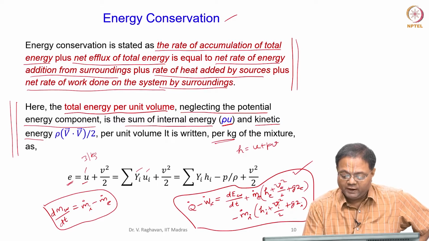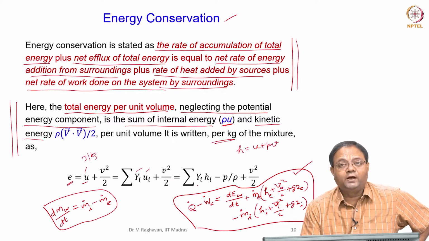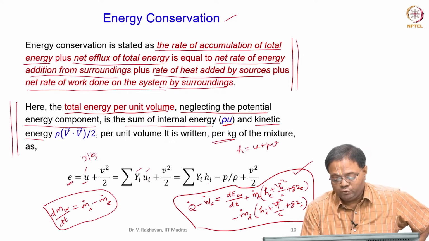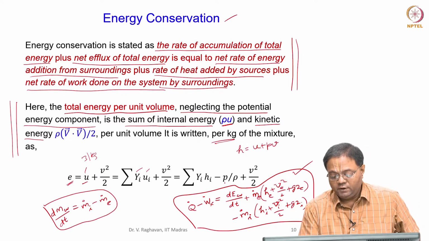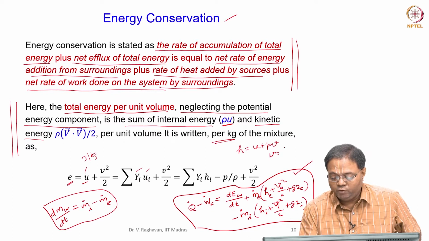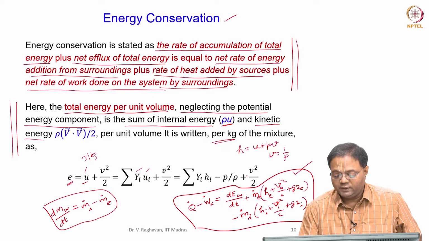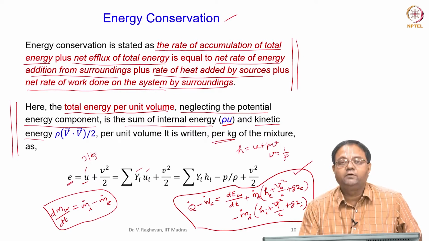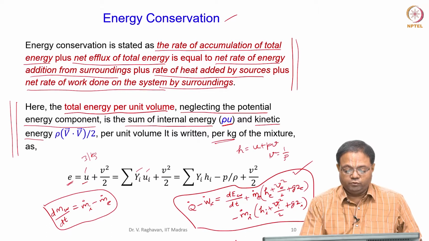So, using that I can write H as Yi, that is mass fraction of each species, into its enthalpy Hi, minus P by rho, pressure by density. So, V equal to 1 by rho. So, using that I can write this plus the kinetic energy V square by 2. Okay, so, this is the total energy component.